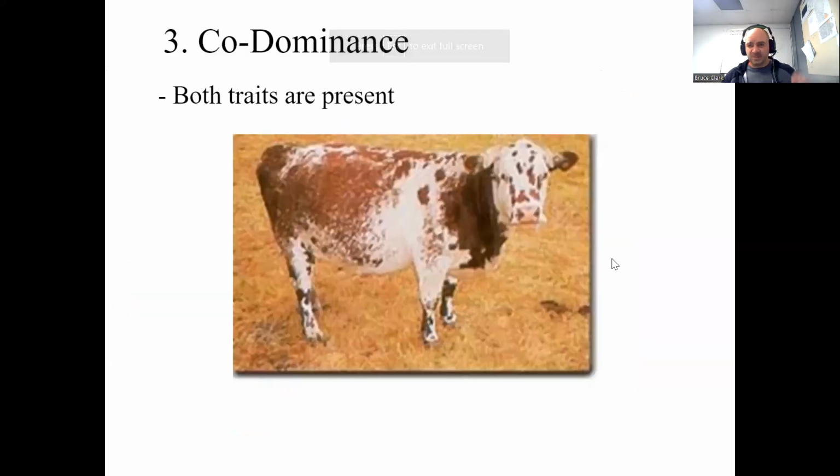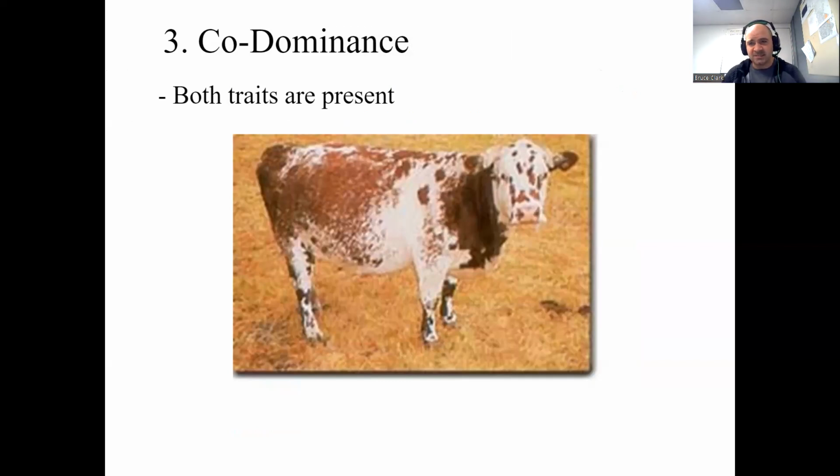Okay. Genetics, Part 4, inheritance type number 3. Maybe I'll just do the inheritance type, that'll be easier for us to keep track of. So number 1 was just regular dominant versus recessive. Part 2 was incomplete dominance. Part 3 is a new type of inheritance, and that is codominance.